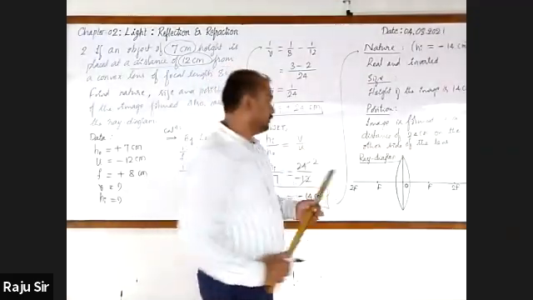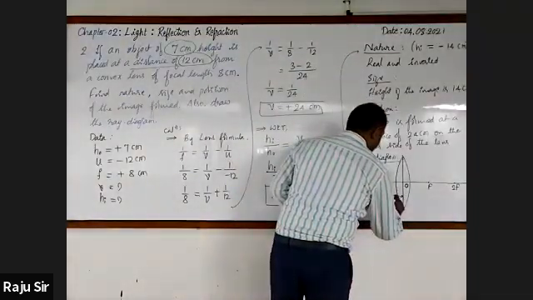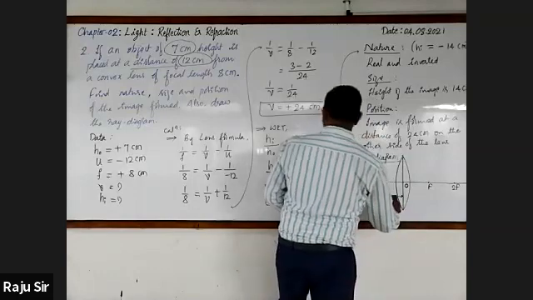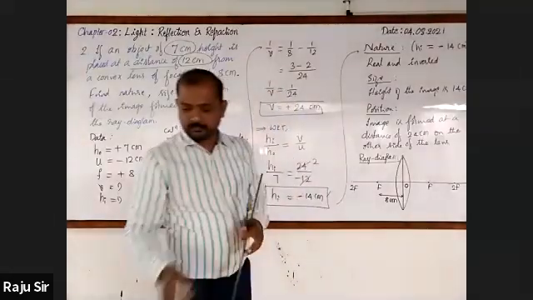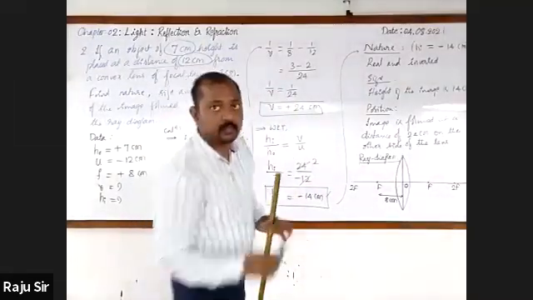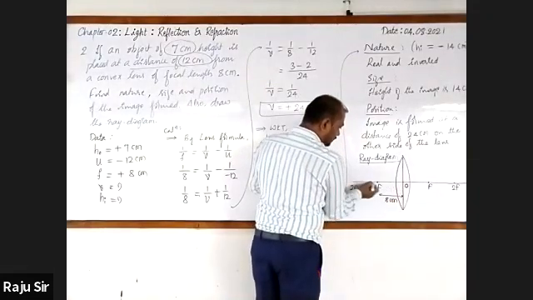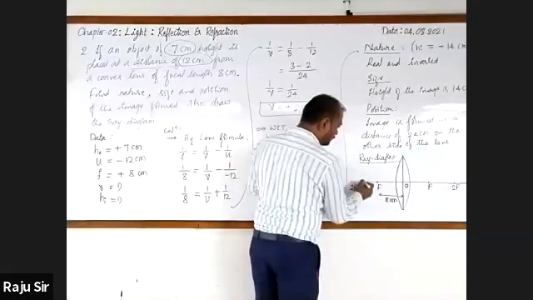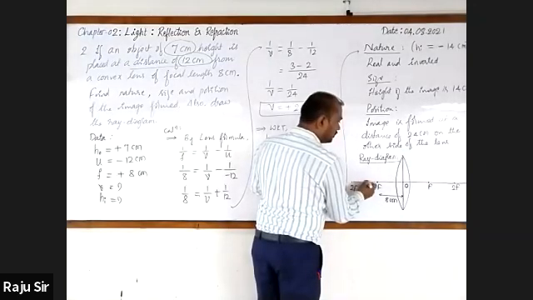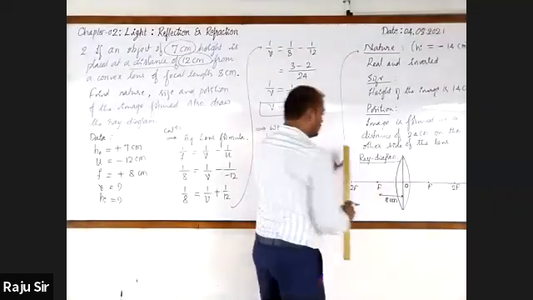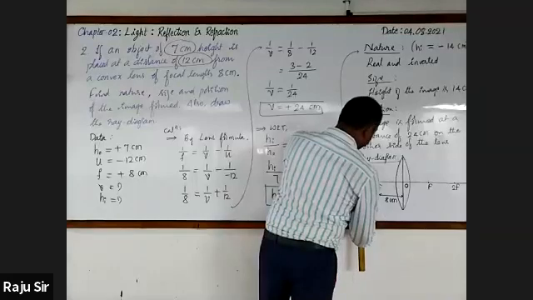Convex. We know that the focal length is 8 centimeters. Its midpoint will be 4 centimeters. And exactly between F and 2F, how much will be the distance? 12 centimeters. So the object distance has been given, it is 12 centimeters.